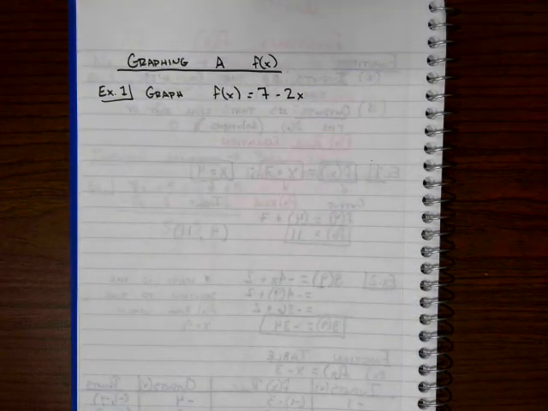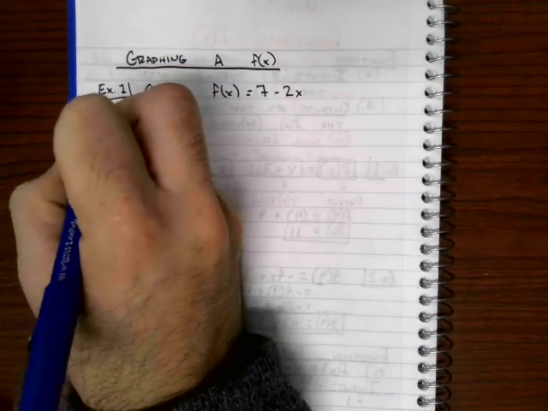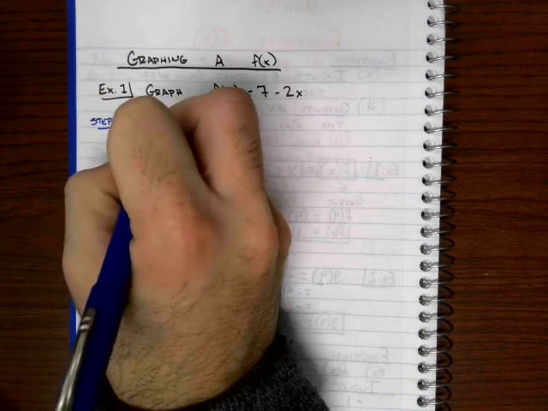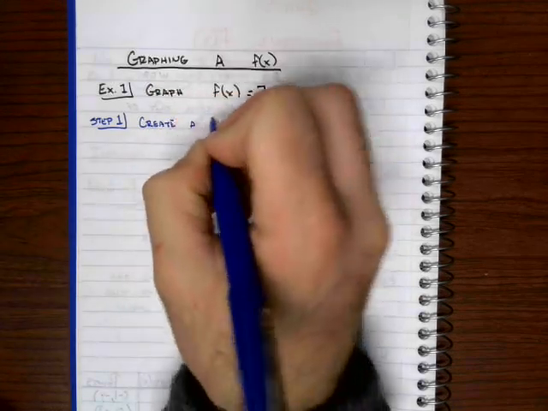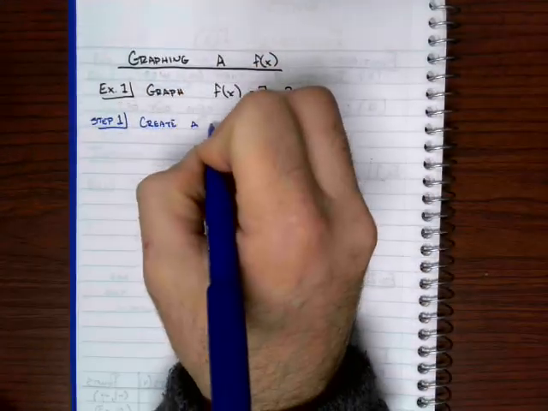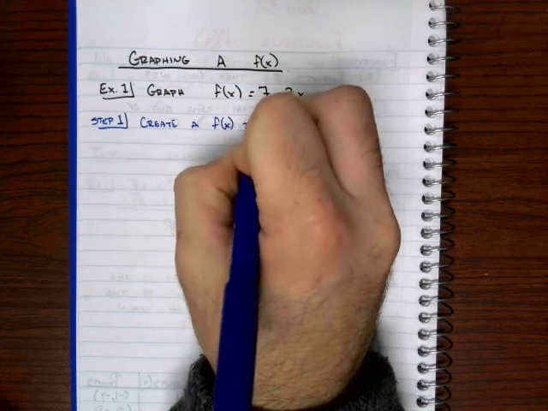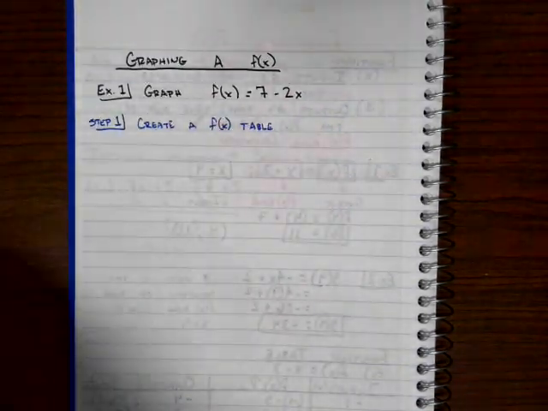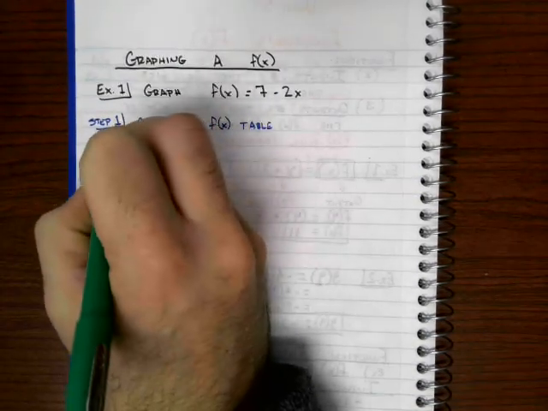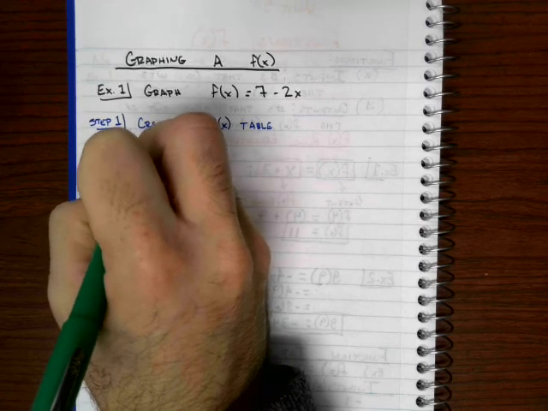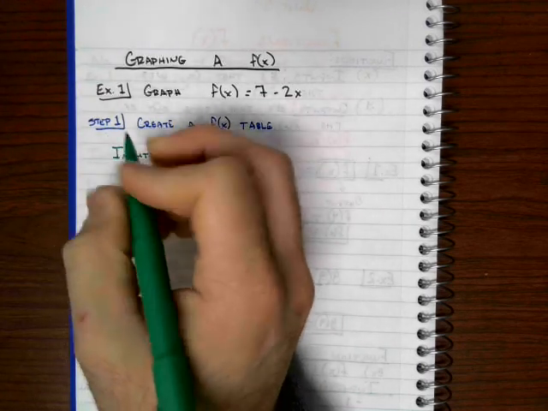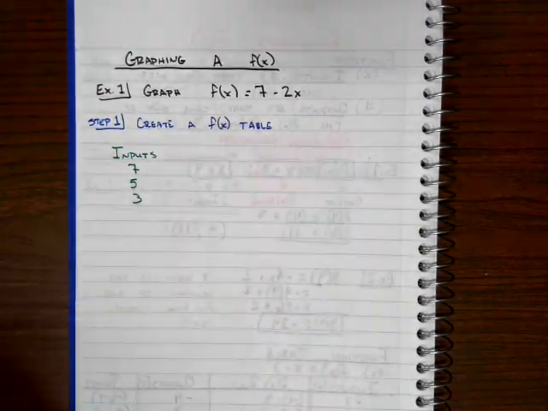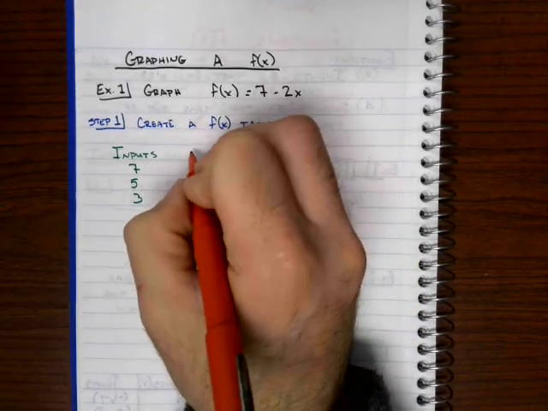All right, so the first thing we're going to do, our step one here, we're going to create a function table. Okay, so my function table, and again, I'll color code them like we have been, I'm going to have inputs, and our inputs for this particular problem are going to be 7, 5, and 3. We're going to have our function rule here.